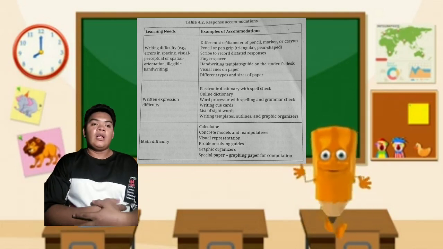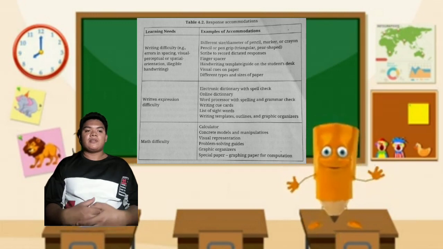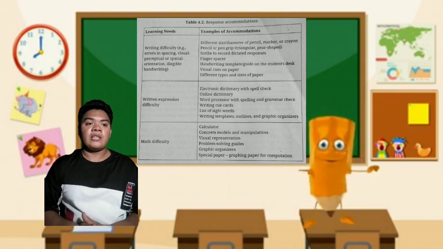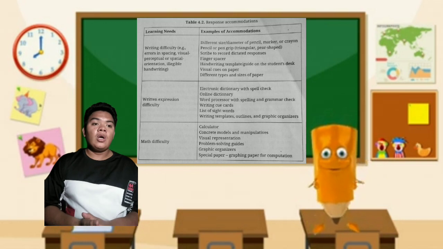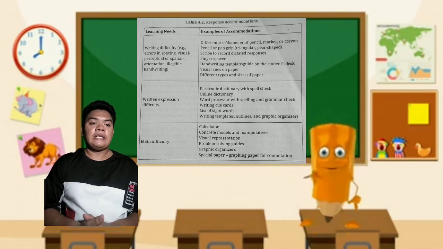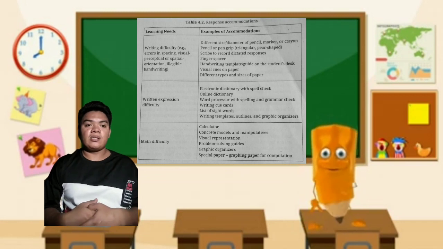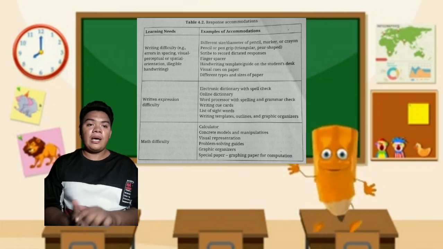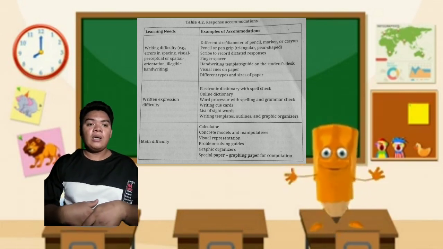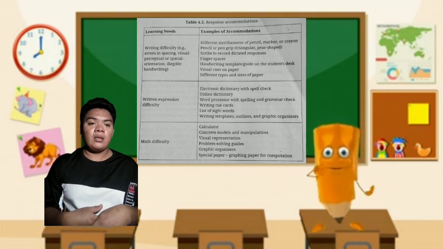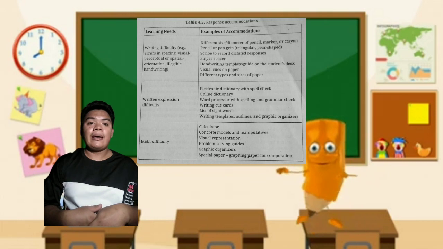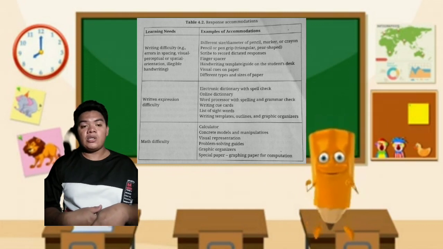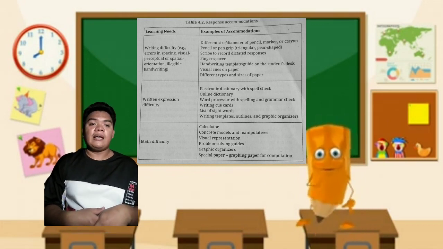So now we have the learning needs and examples of response accommodation. First, the learning need is writing difficulty, for example errors in spacing, visual perceptual or spatial orientation, and illegible handwriting. Examples of accommodation are different sizes and diameters of pencil, marker or crayon, pencil or pen grip, rectangular or purse shape, scribe to record dictated responses, finger spacer, handwriting template or guide on the student desk, visual chaos in paper, and different types and sizes of paper.